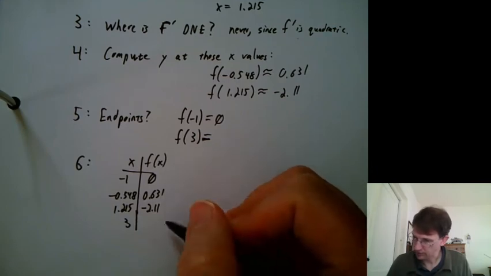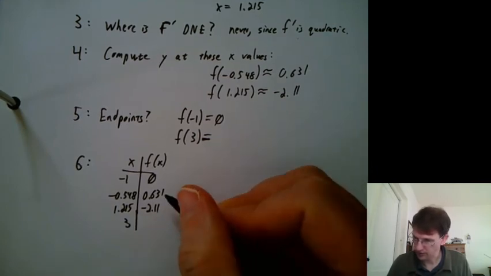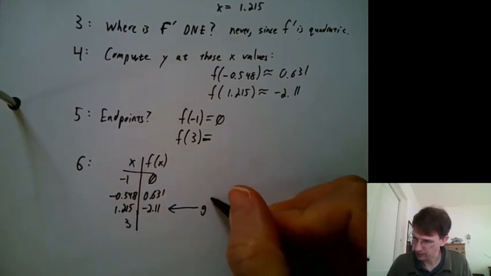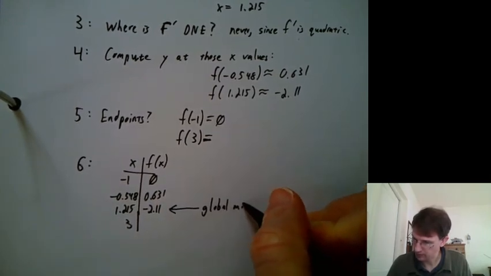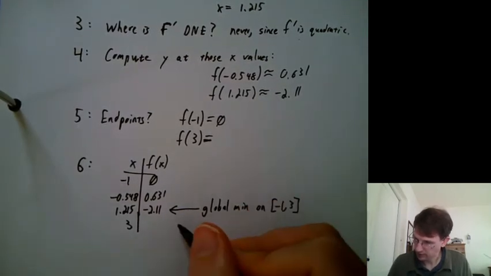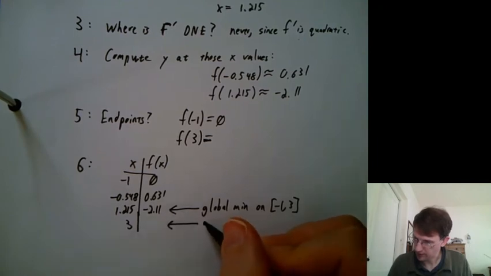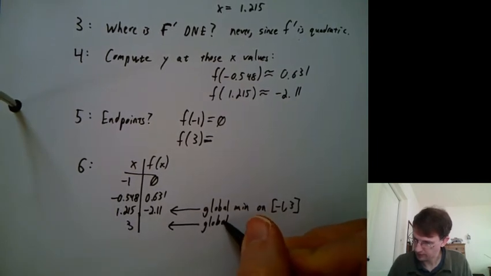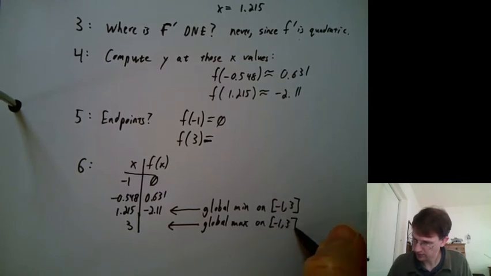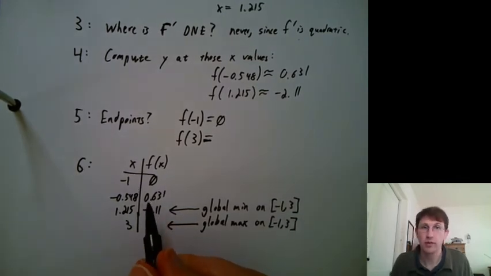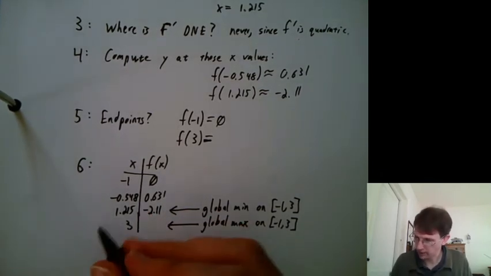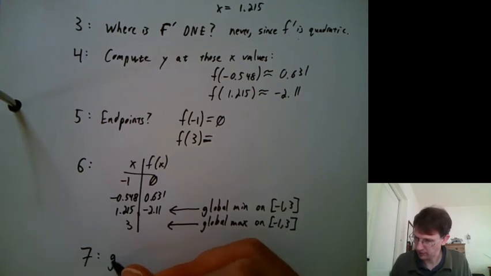So which is the smallest of all these? This one ends up being large positive. So this is the smallest, so that's the global min on the interval -1 to 3. This one ends up being the global max. We'll fill that in a sec. What about this one? That's where the derivative is 0. Why is that not a global max or global min? Well, let's go take a look at it. Step 7 is graph it to check.